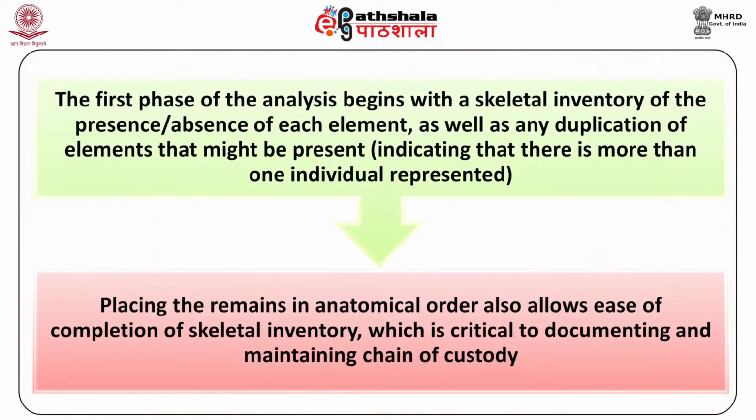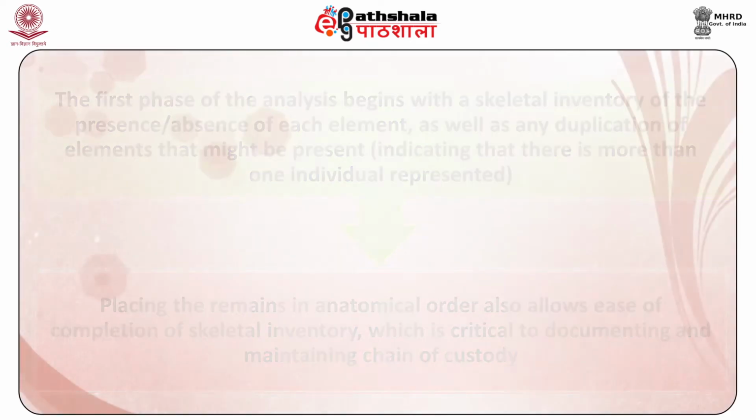The first phase of analysis begins with the skeletal inventory of the presence or absence of each element, as well as any duplication of element that might be present, indicating that there is more than one individual represented. Placing the remains in an anatomical order also allows ease of completion of skeletal inventory, which is critical to documenting and maintaining the chain of custody.